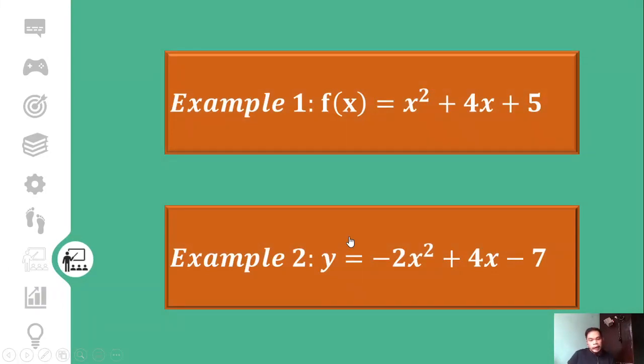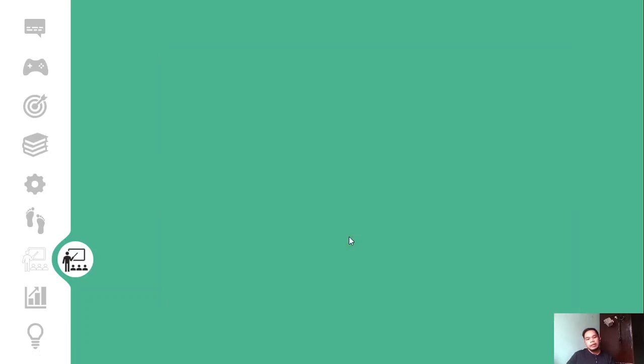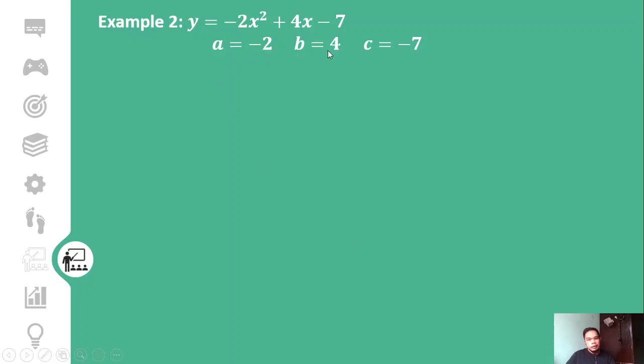Let's graph y equals negative 2x squared plus 4x minus 7. Okay, so we have the given equation or function. Identify natin yung a, b, and c. A is equal to negative 2, b is equal to positive 4, and c is equal to negative 7.